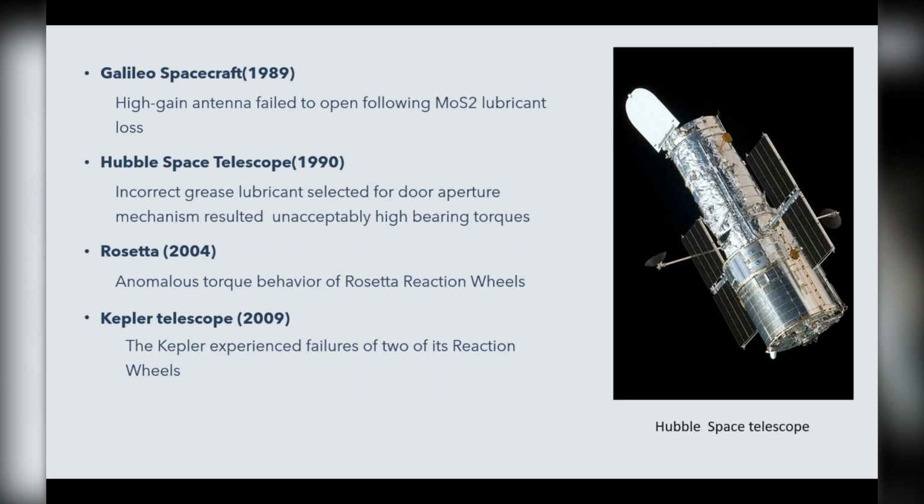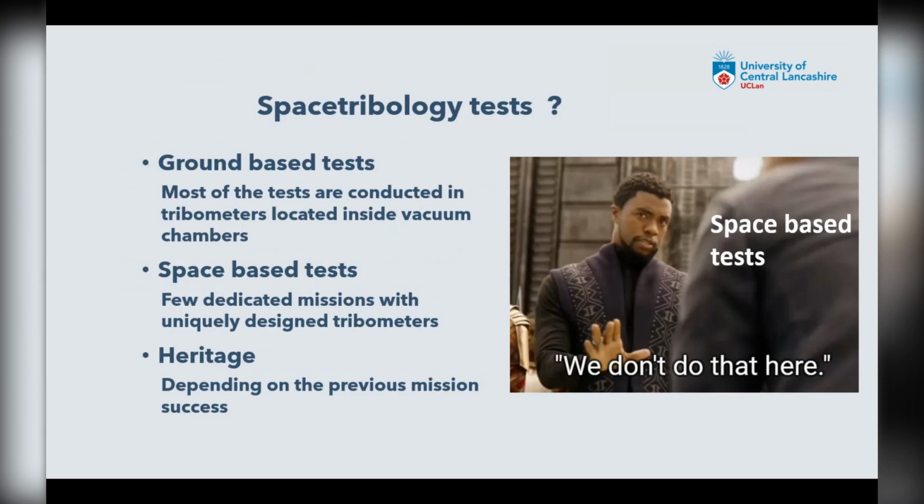The reaction wheels are the eyes and ears of the spacecraft. They show which direction it is oriented and which direction it should be going. So without the reaction wheels, the spacecraft is a stationary object. Okay. Yeah, the Kepler telescope had the same problem with the reaction wheels. Okay, so yeah, we have a lot of problems.